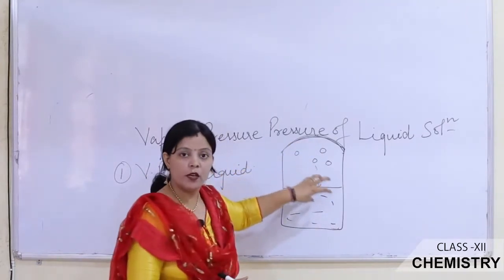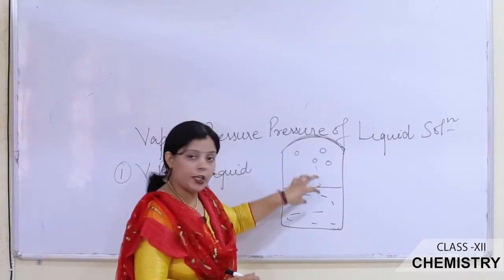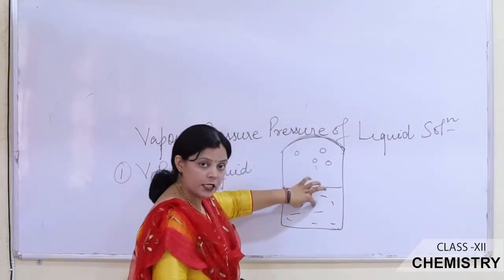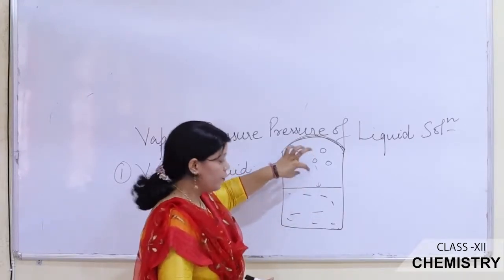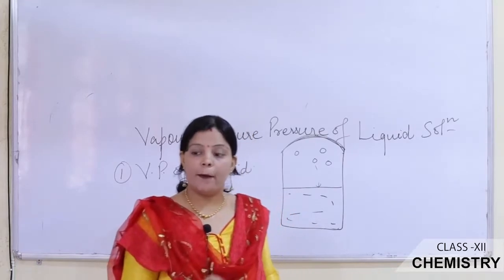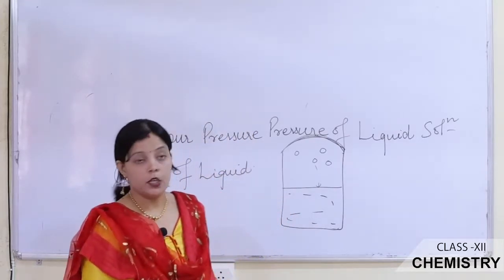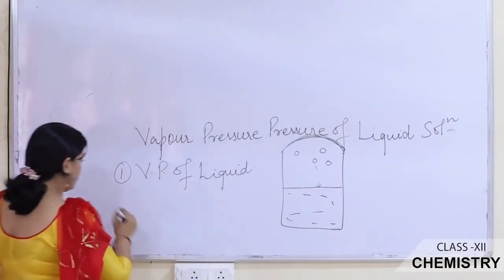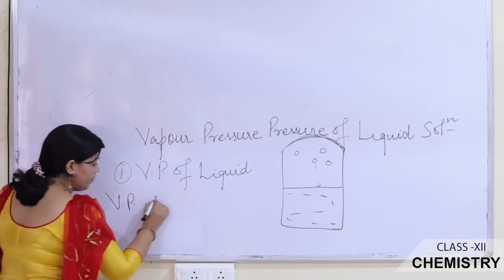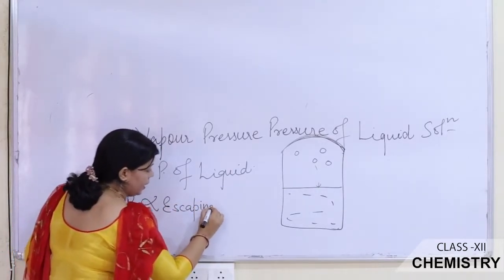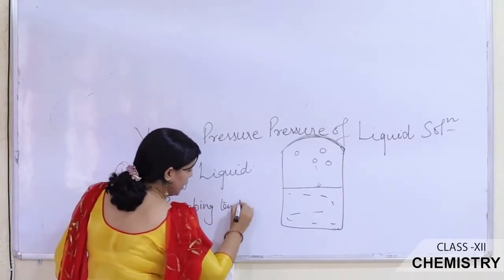At that particular equilibrium state, the pressure which is exerted by the vapor over the liquid surface in equilibrium with the liquid at the given temperature is named the vapor pressure of the liquid. So students, this vapor pressure is also directly proportional to the escaping tendency of the liquid.